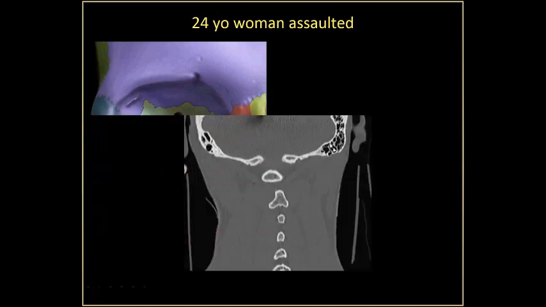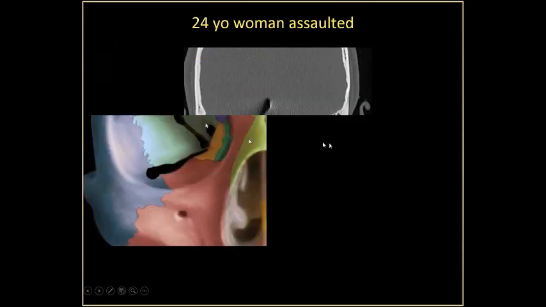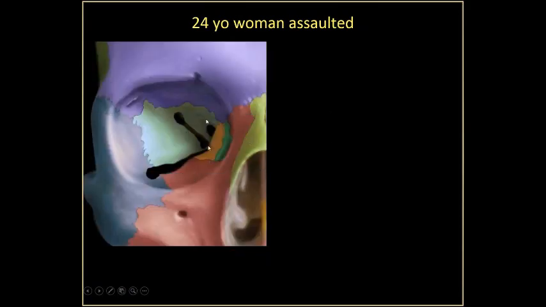This is a graphic showing a right orbit, and we can see that again it's comprised of several different bones. I'm not going to go into that now, but we see these three different holes. So the optic canal is superior and medial. Lateral to that we have the superior orbital fissure, and inferiorly we have the inferior orbital fissure.